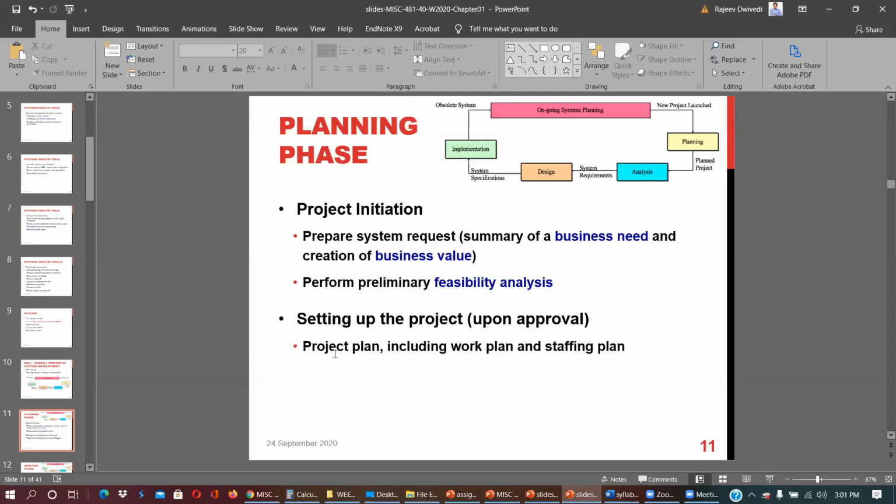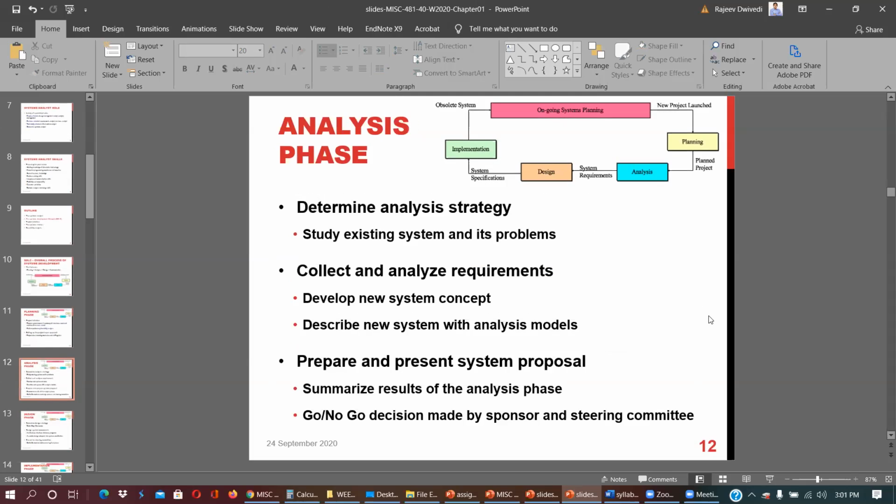And then once this is approved by finance people, by operation or different business people, then setting up the project plan, including work plan, staff, people involved, who will be involved in the project. Then determine the analysis strategy.